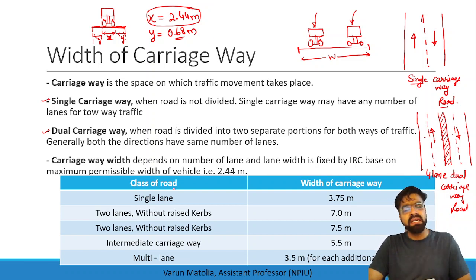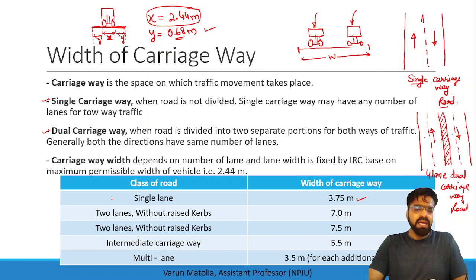So for a single lane, the carriageway width will be 3.75 meter. If we put 3.75 meter here and subtract 2.44, we will get the two y's, and if we calculate the value of y, it will come out to be 0.68 meter. So you can calculate y equals 0.68 meter from these values. You need to remember the permissible width of a vehicle.